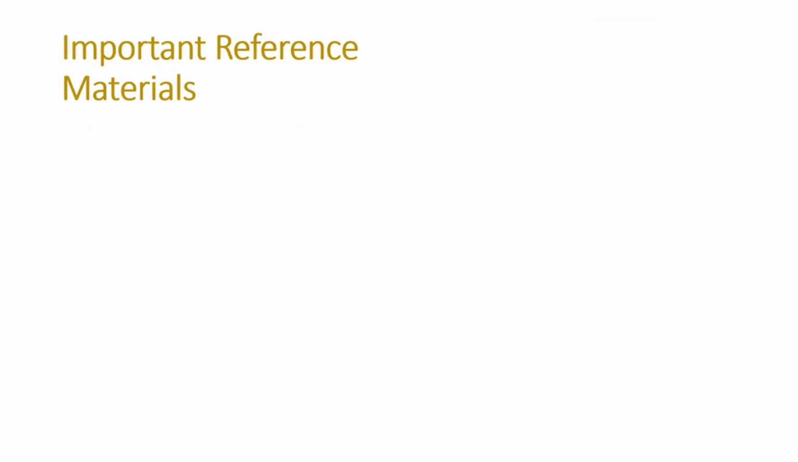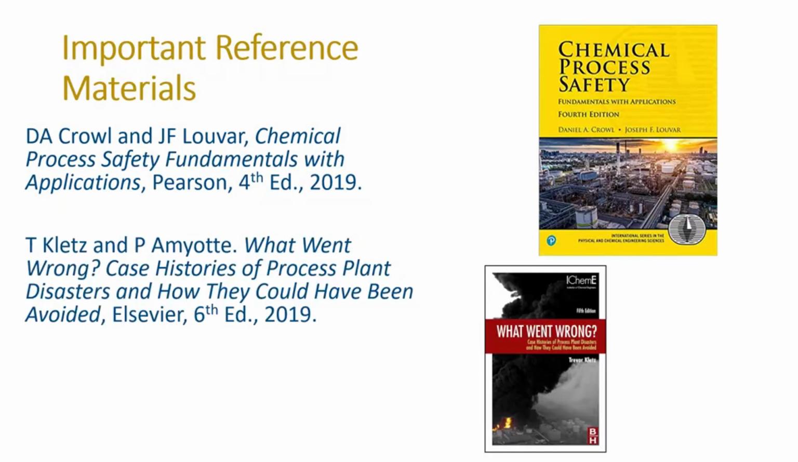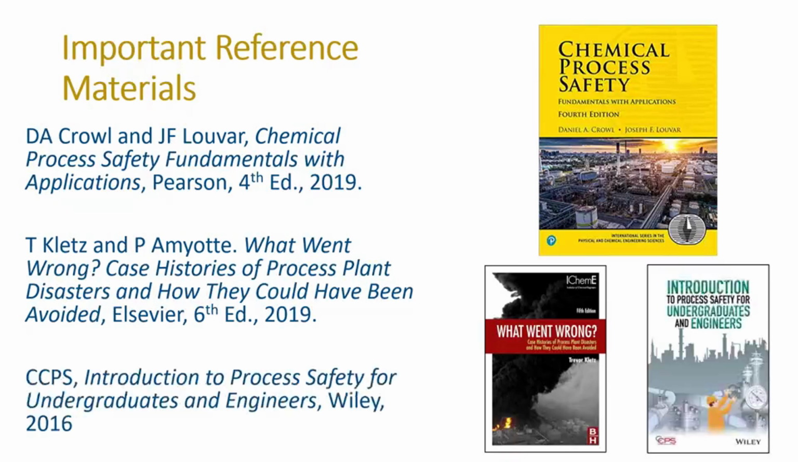There are a few important reference materials that help shape the content of this course and that I highly recommend in your study of chemical process safety. The first is the textbook Chemical Process Safety Fundamentals with Applications, written by Crowl and Louvar. There's also What Went Wrong by Trevor Kletz and Paul Amyotte, and the Introduction to Process Safety for Undergraduates and Engineers, published by the Center for Chemical Process Safety, or CCPS.